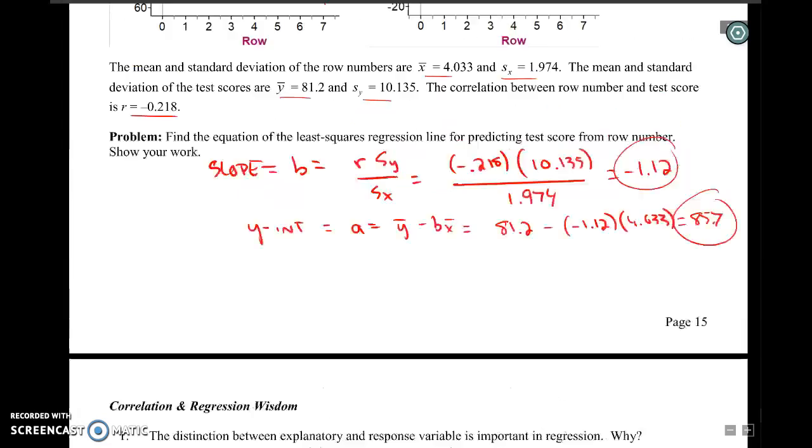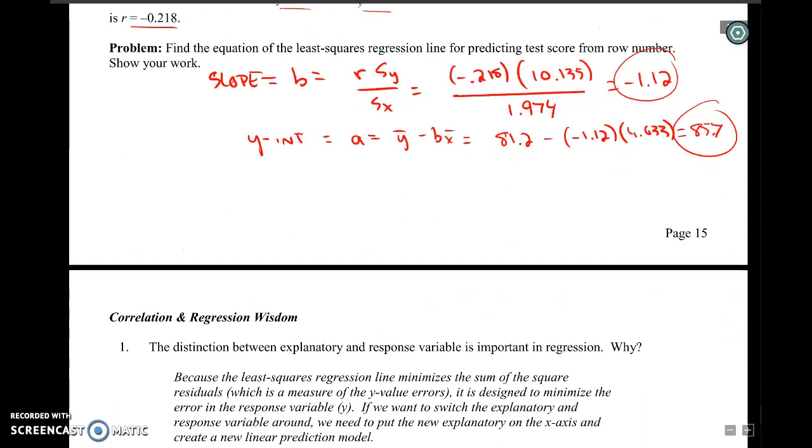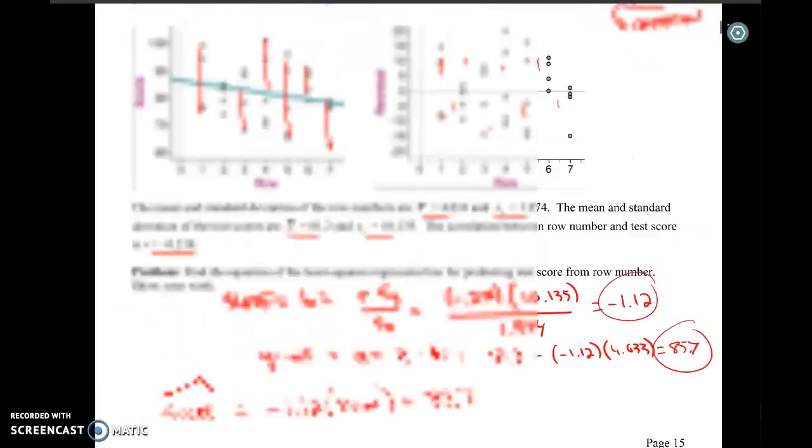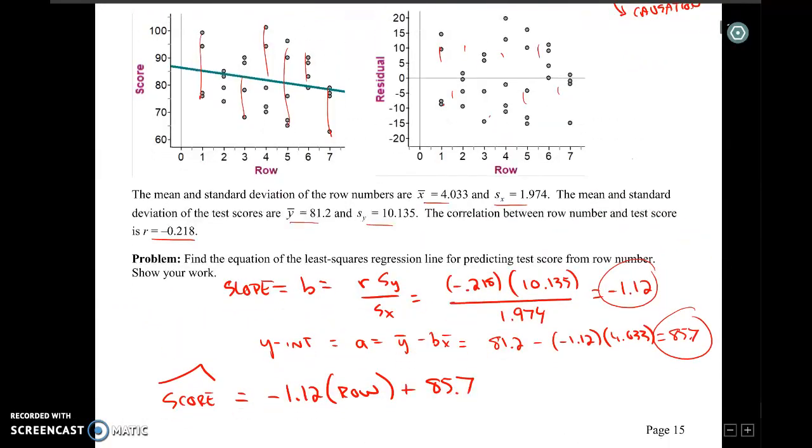So my test score prediction is equal to negative 1.12 times my row number plus 85.7. Okay? So the slope says for every row I move back, my score is going to decrease by about 1 point. And if you're at row 0, your test average would be an 85.7.